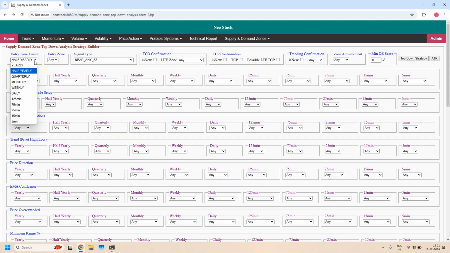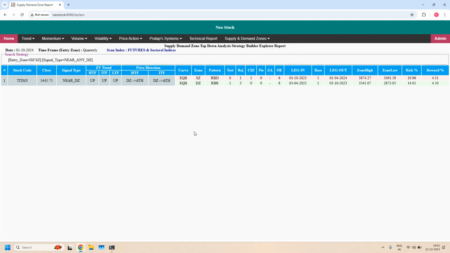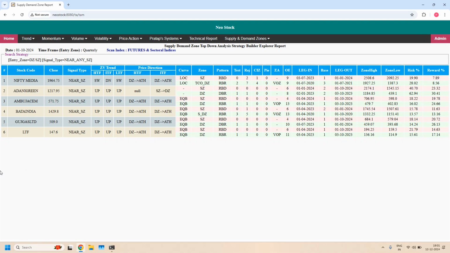Okay, next time frame is quarterly, stocks near quarterly demand zone. One stock is filtered. Next, quarterly time frame, stocks near quarterly supply zone. 6 stocks are filtered.